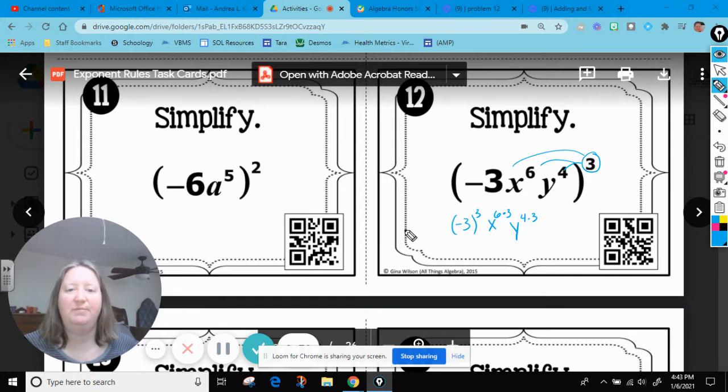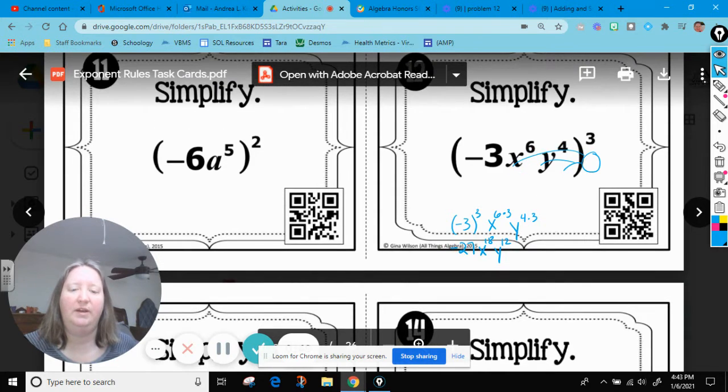So this is -3 times -3 times -3, which is going to give you -27. You can figure that out on the calculator. x to the 18 and y to the 12. So that's how you would simplify something that looks like this.